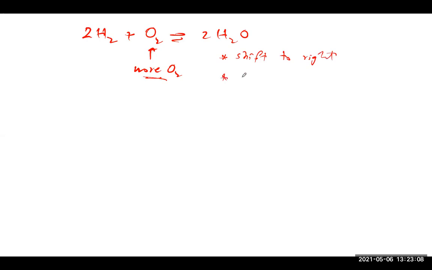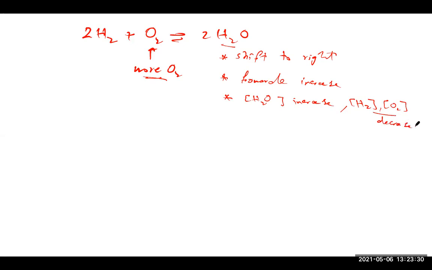And how to shift to the right? It means that the rate of the forward reaction will increase, and it means that we'll produce more product. So the concentration of H2O is increased, and the concentration of the reactants, H2 and O2, will decrease. And again, we will reach a new equilibrium position.